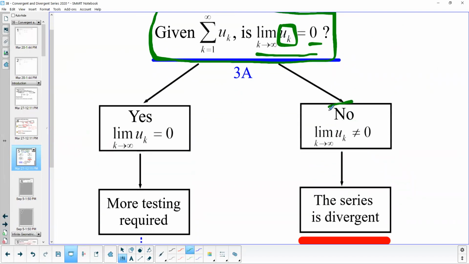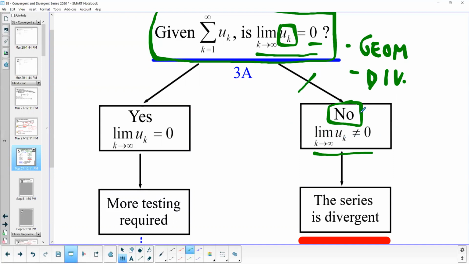And one way you can tell it's no is if you can write it as a geometric series and show that the value of r is not between -1 and 1. That's one method. The second method is to do the divergence test, using some algebraic tools to show that the limit does not equal 0. And if we cannot prove the answer to that question is no, that kicks us over to this side.